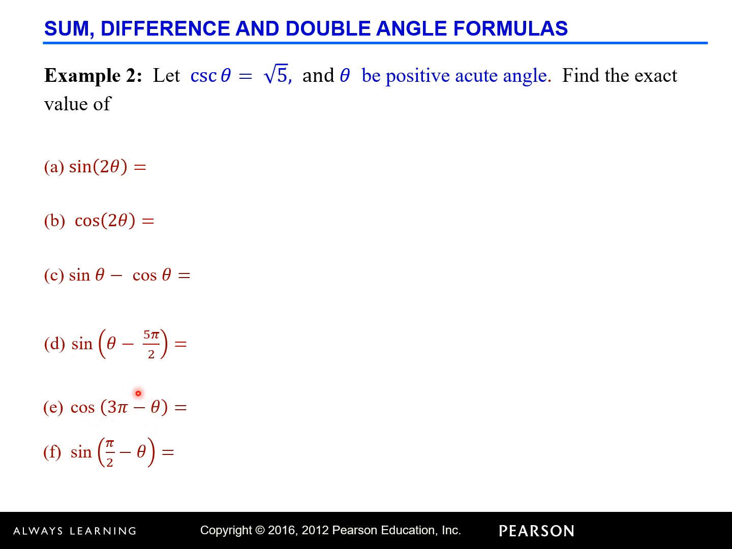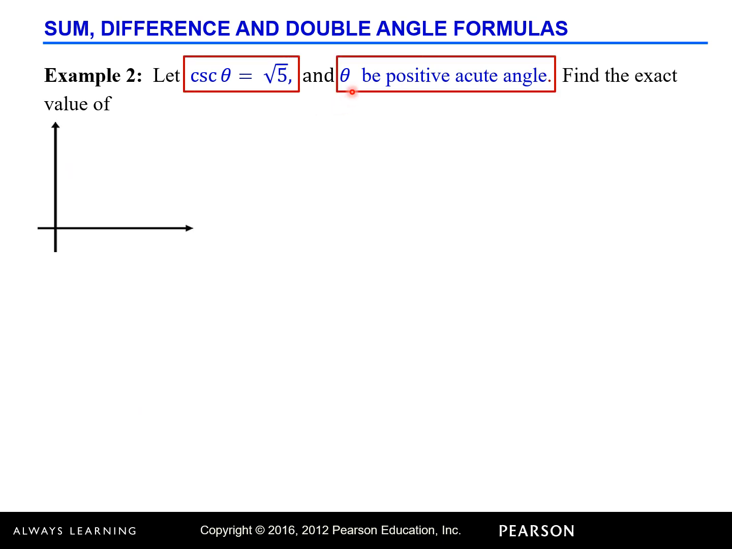You can also use the difference angle for cosine, and you can also use RAT here, the reference angle theorem, because this is 3 pi. And then for the last one, you can use the difference angle formula for sine, or you can use the CAT because this is pi over 2 minus theta.